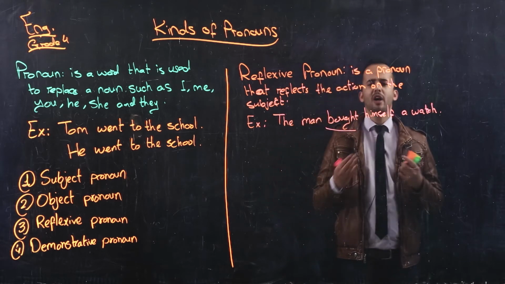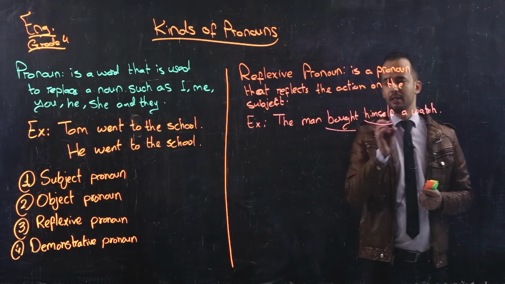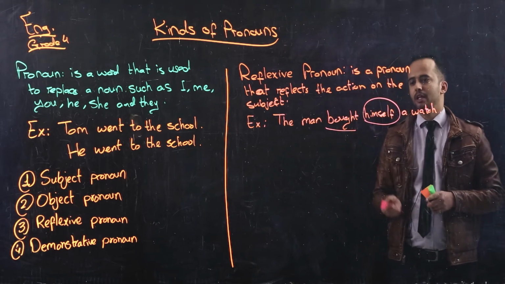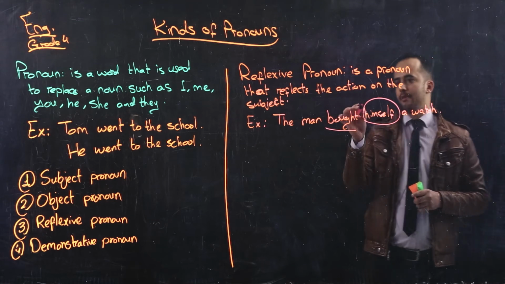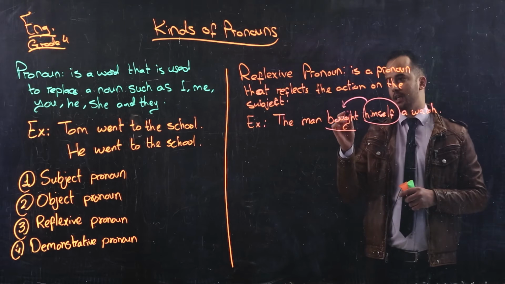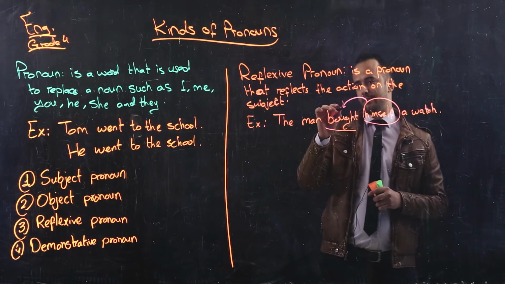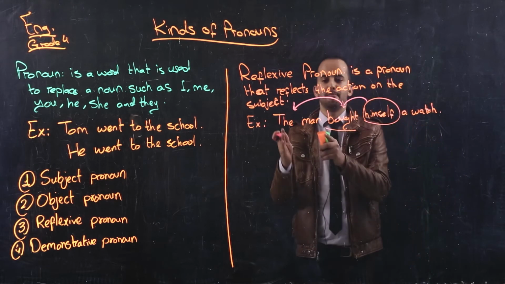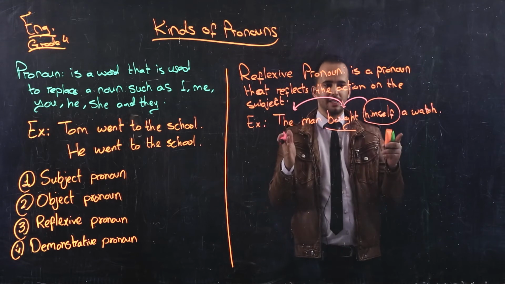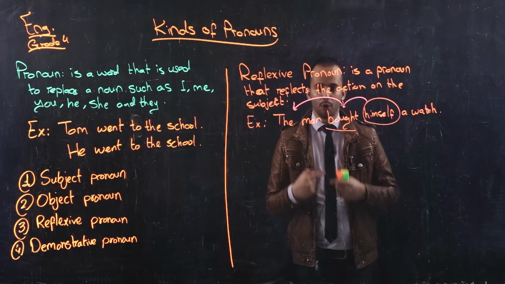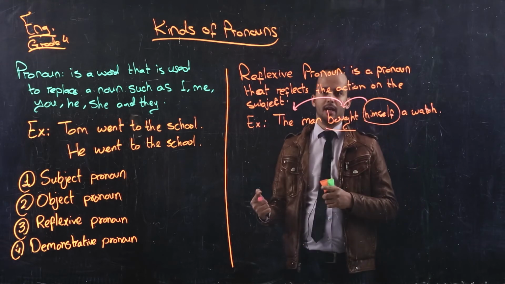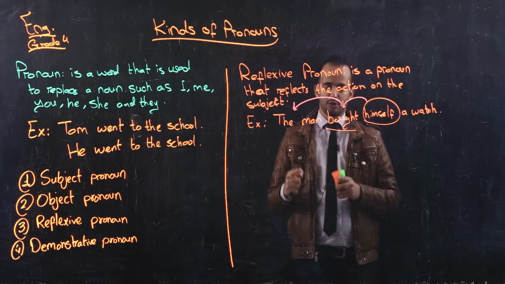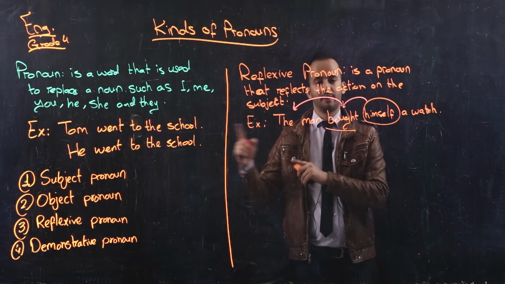Where is the pronoun in the sentence? The pronoun is himself. Now this is a reflexive pronoun that shows in the sentence that the action bought is reflected to the same subject of the sentence. We are talking about the same man, the same person. When we ask who bought the watch for the man, the answer is that the man bought himself. No one bought the watch for him. He bought the watch for himself.